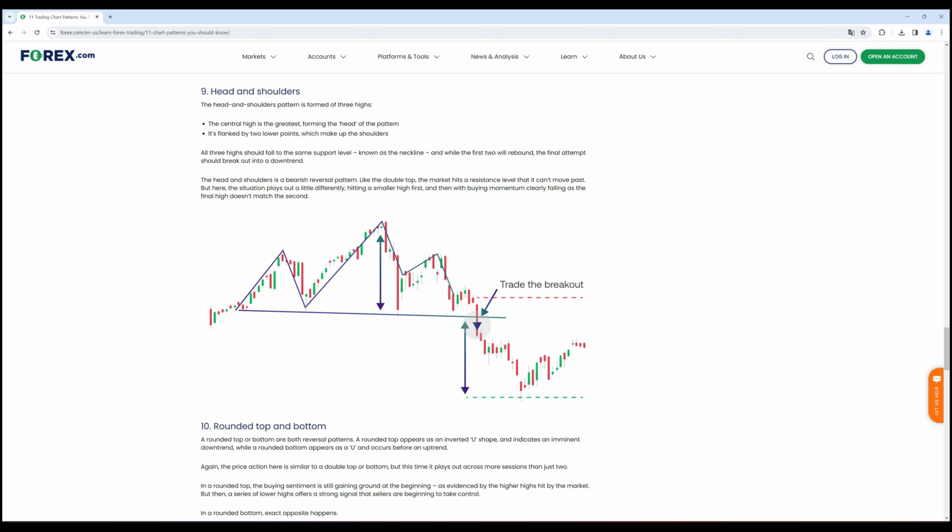As we wrap up, learning to recognize and interpret these patterns can significantly enhance your ability to make informed trading decisions. In future videos, we'll explore more patterns and how to integrate them into your trading strategies.